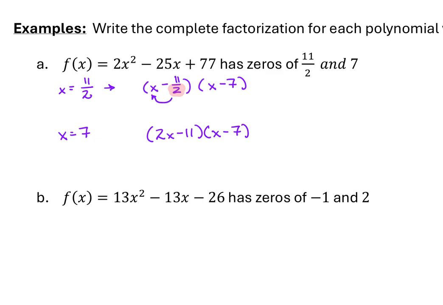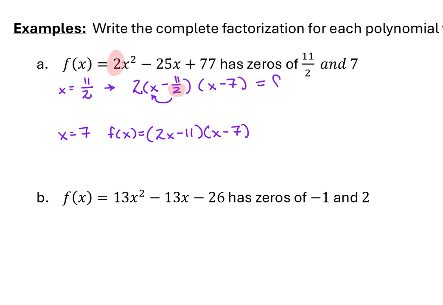Now, one of the reasons that I do like to write things without fractions is because for my second version, we can just say f of x equals 2x minus 11 times x minus 7. Unfortunately, in the first one, we can't do that. I need a leading coefficient of 2, and so we need to add that into our function. Whatever the leading coefficient is, it's still going to be the leading coefficient when we write this in factored form.